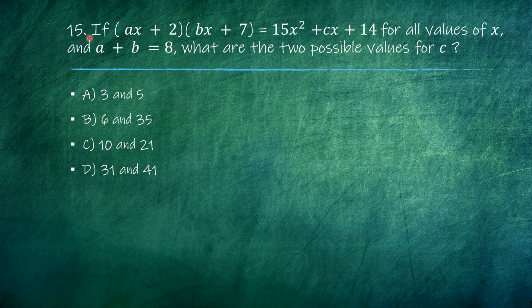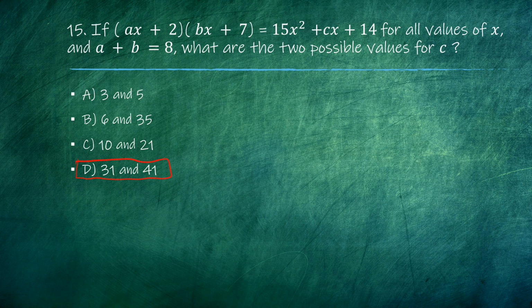Question 15. If ax plus 2 times bx plus 7 is equal to 15x squared plus cx plus 14 for all values of x, and a plus b is equal to 8, what are the two possible values for c? Go ahead, pause the video and try it yourself. The answer is D.